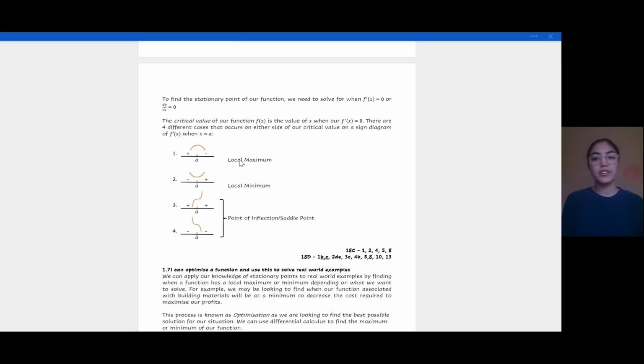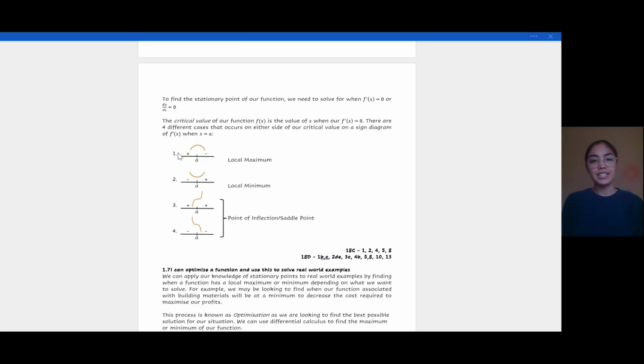I've drawn up my sign diagram here and put in where my critical value is. I'm going to plug values into my derivative function on either side of my critical value. On the left-hand side, I will put in values that are less than the critical value to see what is occurring on that side of my function. Then I'll put in values greater than my critical value to see what is occurring on the other side, so that I can determine exactly what kind of stationary point this is.